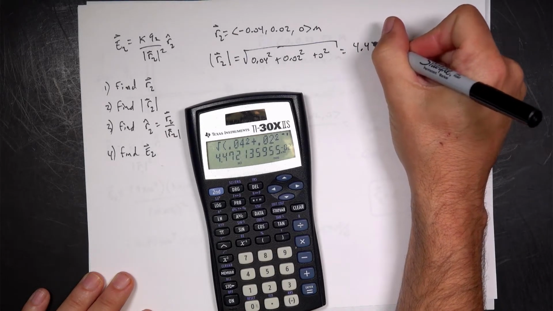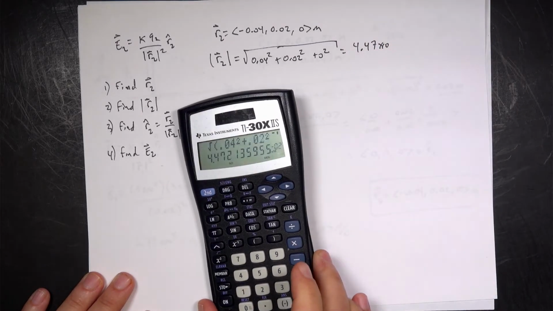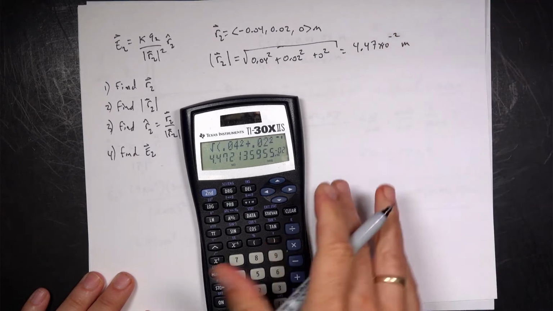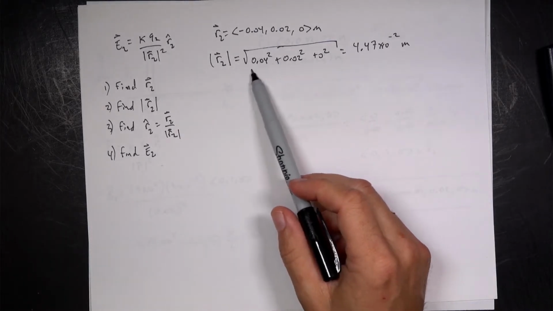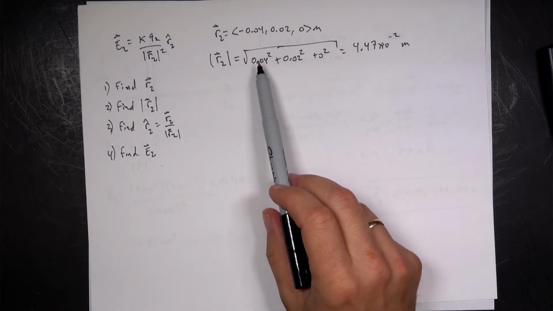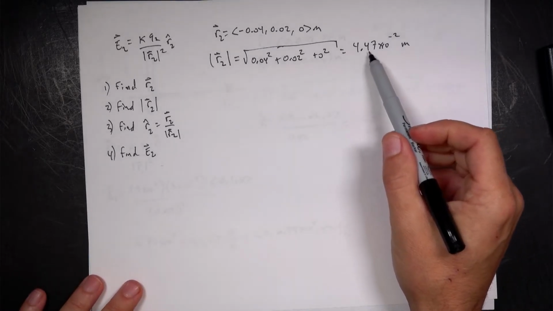4.47 times 10 to the negative 2 meters. And so you'll notice that the magnitude should be greater than either of these two, but less than the sum of them. So it should be less than 0.06, but greater than 0.04. Okay, which it is. That's 0.0447.